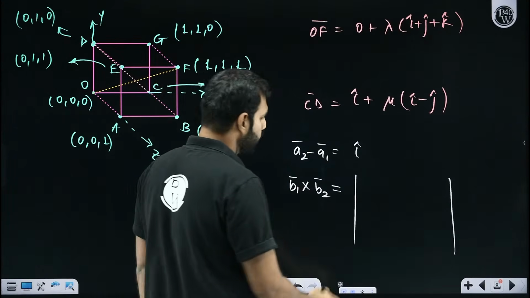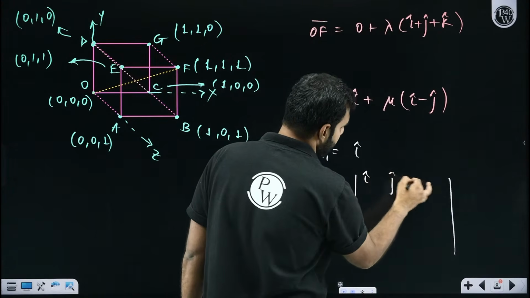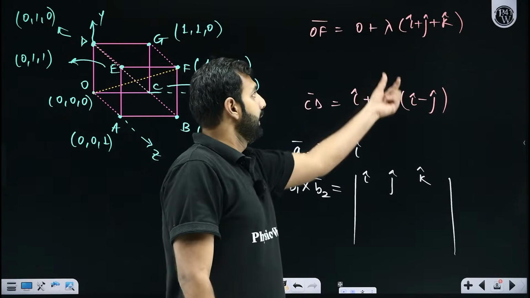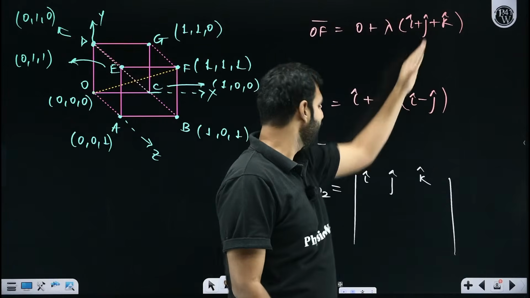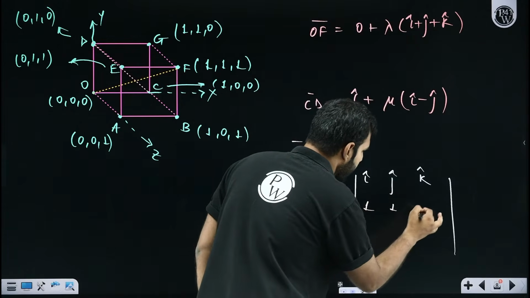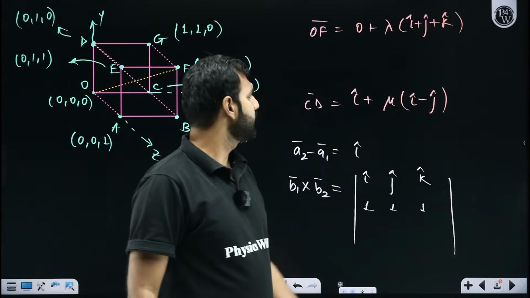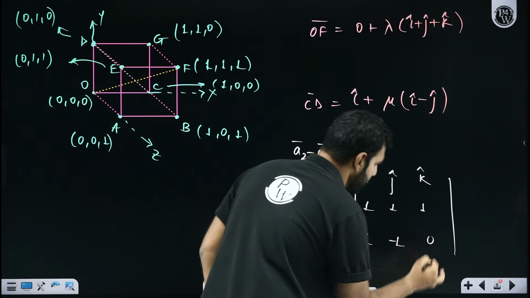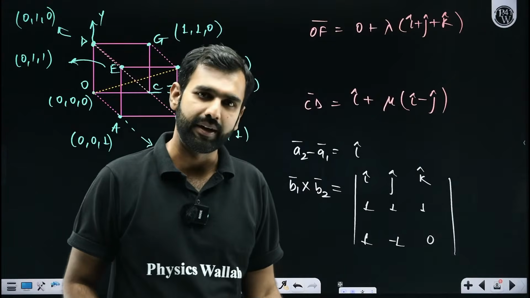Great. Thank you so much, Aman bro. So I cap, J cap and K cap. B1 has components 1, 1, 1. So I'll be writing 1, 1, 1. B2 has components 1, minus 1 and 0. So this will be 1, minus 1 and 0. Everybody comfortably got this, all the participants?